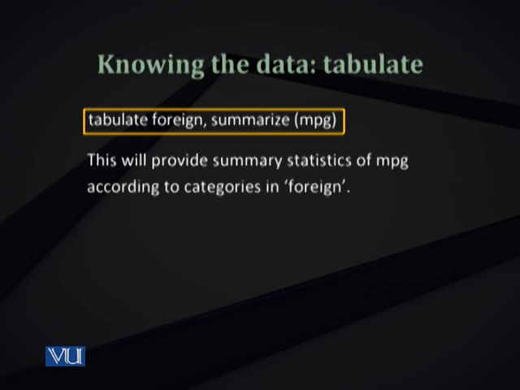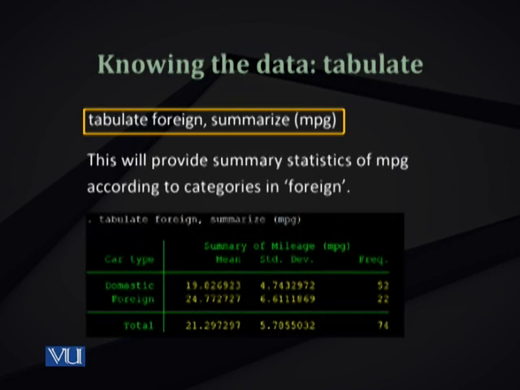So we are summarizing MPG, but instead of writing summarize MPG, which gives the summary of all the values combined, we have said tabulate foreign and then summarize MPG. Foreign has two values, 0 and 1, so domestic cars and foreign cars, imported cars and local cars. So we have separate summary statistics of the variable MPG based on each category of foreign.